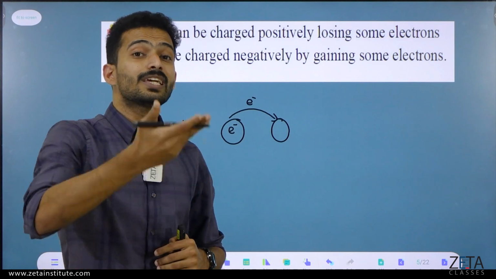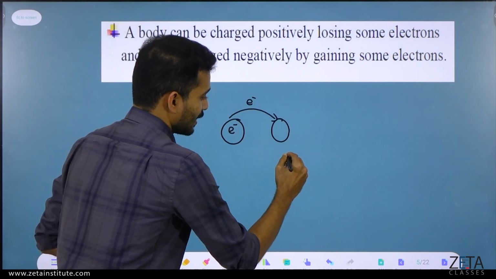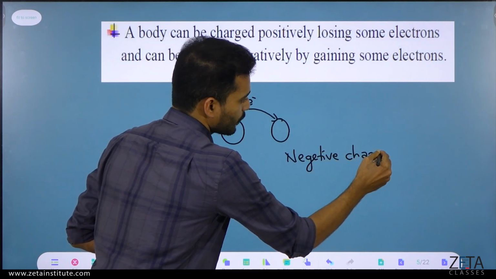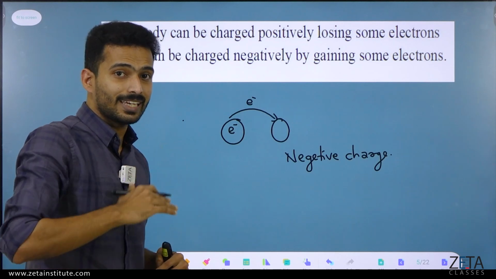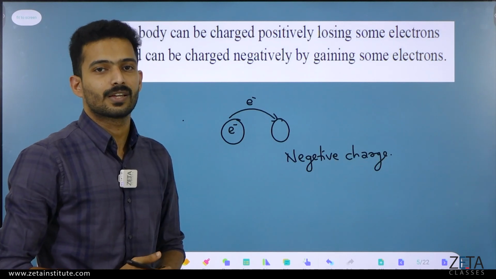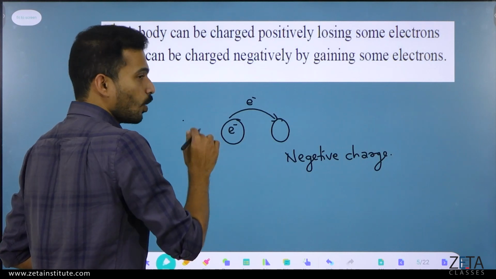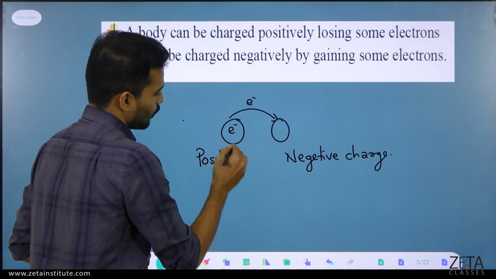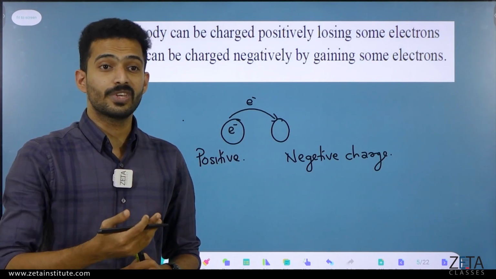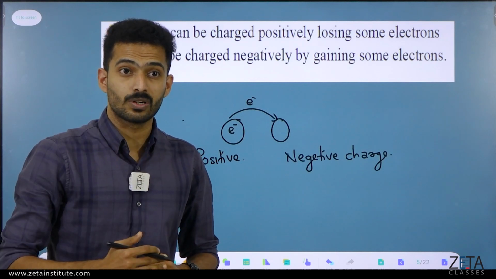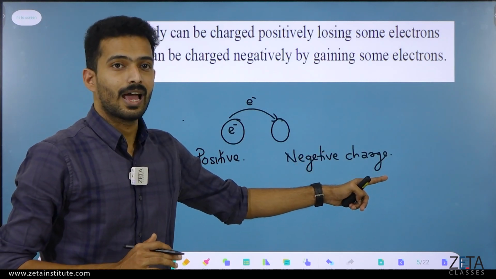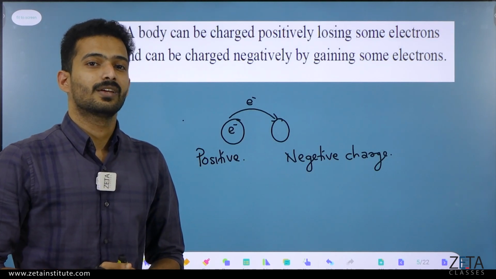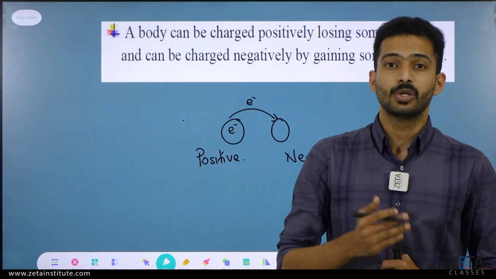The object which gains electrons will get negative charge, and the object which loses electrons will get positive charge. So that is why the objects are charged due to rubbing.